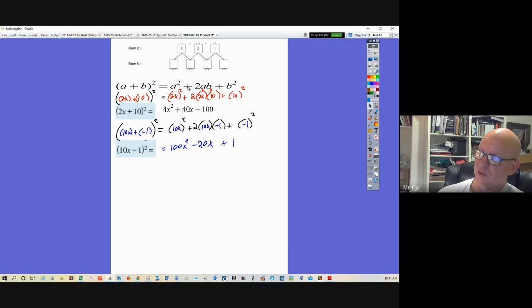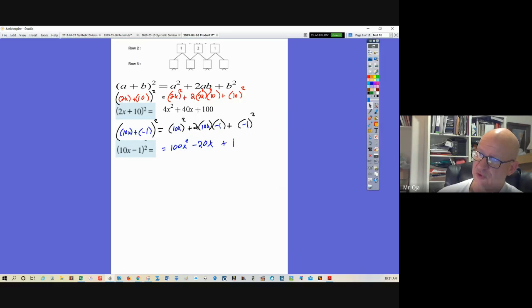So we're going to get a squared plus 2ab plus b squared from Pascal's triangle. So a is 10x, so I've got to square the quantity 10x, square the whole thing. So I'm going to square the 10 and square the x. I get 100x squared for my first term.